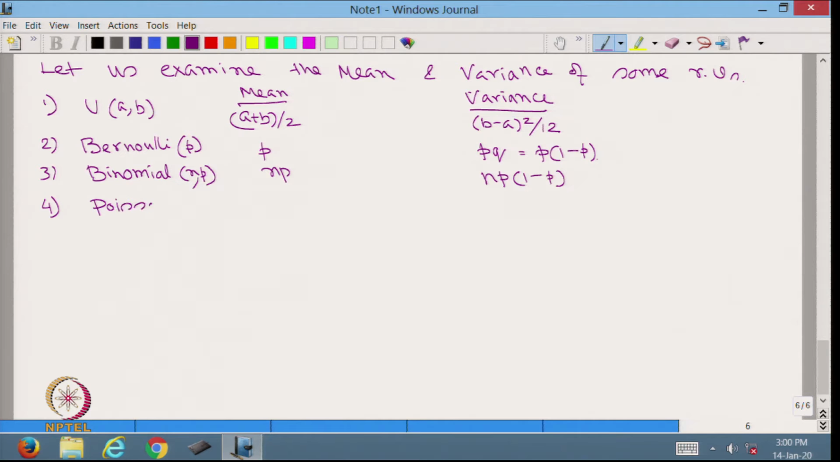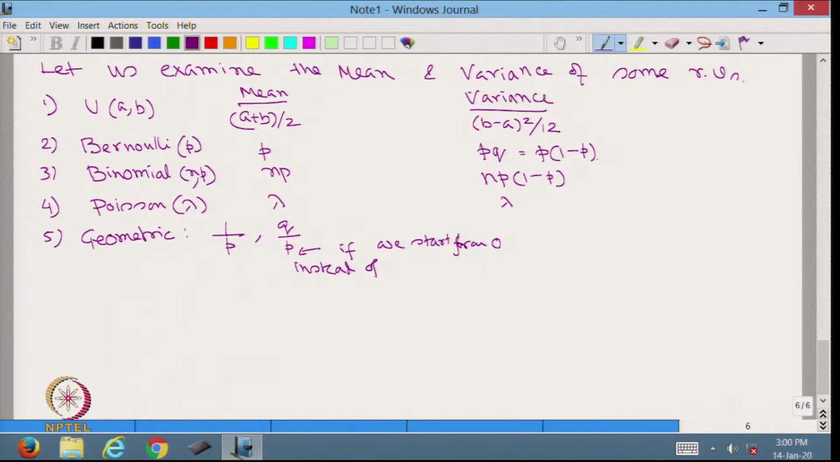Poisson lambda: mean is equal to lambda and variance is also equal to lambda. Geometric: we have done, it is 1 by P, but it is going to be Q by P if we start from 0 instead of 1, and variance is going to be Q by P square for both cases.